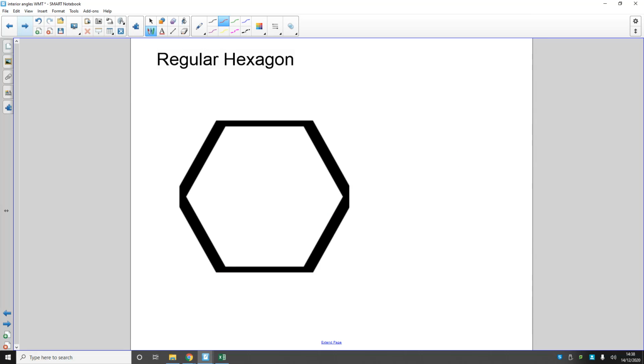So if we have a look at this regular hexagon, there's two ways we can go about finding the exterior angles. We can draw them on, ready. We can work out the interior angles, which is something we did last time, and then take each one away from 180 to find out what one exterior angle is.